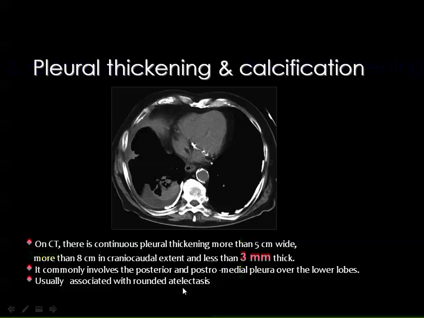And here is an extensive pleural plaque with calcification. You can see this is a calcific plaque, and this is the larger one, this is a smaller one, and the larger one here. And also on the right side you can see some pleural effusion. You can also identify some basal consolidation or atelectasis.